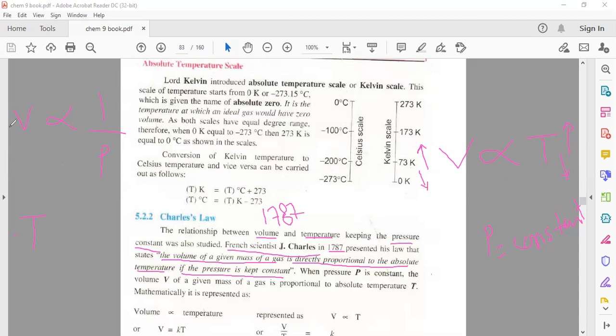If the pressure is increased, the volume will decrease. But in a direct relation, if one variable increases, the other variable also increases. So the volume of a given mass of a gas, which means the amount of gas is also constant. If you want to verify this law, then it is important to take the exact amount of gas all the time. And pressure must be constant.